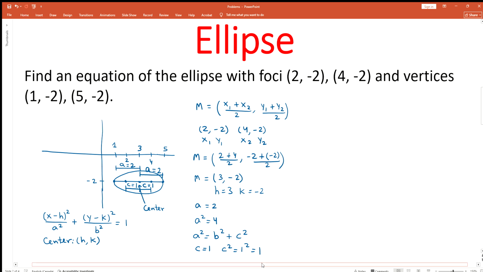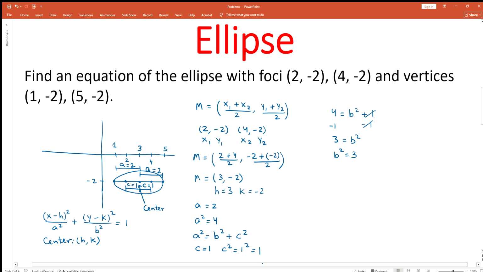We can use these values of a squared and c squared to find the value of b squared. a squared is equal to 4. c squared is 1. We can subtract 1 from both sides. 4 minus 1 is 3. Therefore, b squared is equal to 3.